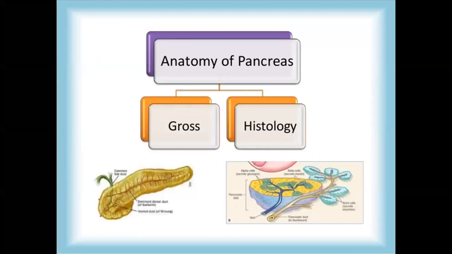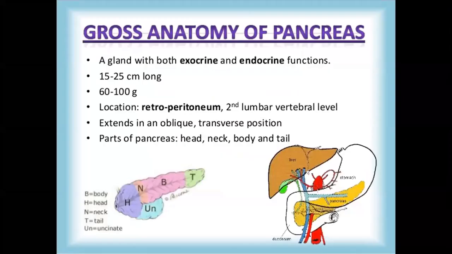Well, the anatomy of the pancreas consists of gross anatomy and histology. Gross, I can show you. There's a common bile duct and the other ducts. Now, what is the gross anatomy of the pancreas? A gland with both exocrine and endocrine functions, 15 to 25 centimeters long. It weighs about 60 to 100 grams. Its location is retroperitoneal at the second lumbar vertebral level.